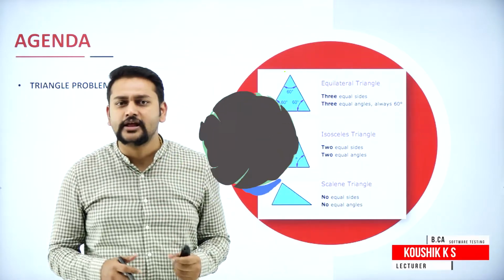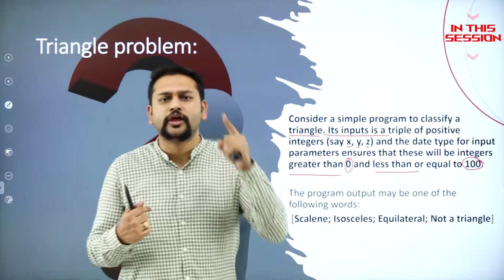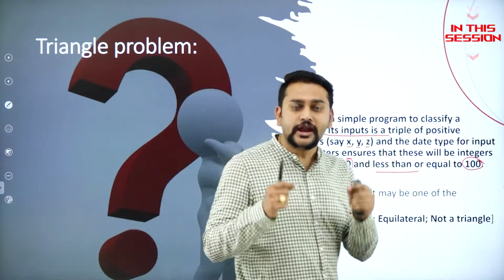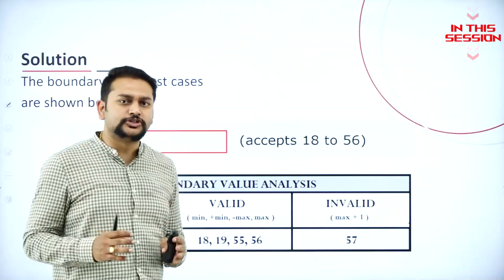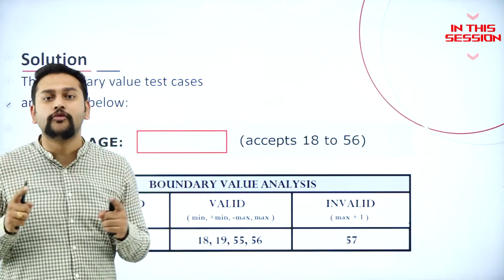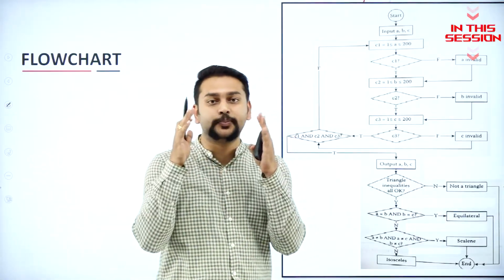The concept for the day that we have is all about the triangle problem. My input value, if I'm entering for A, should be within 0 to 100. Let me explain something called boundary value analysis. Now let's look into the flowchart of how exactly my triangle problem is being worked out.